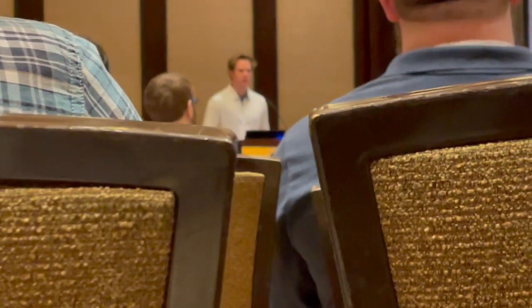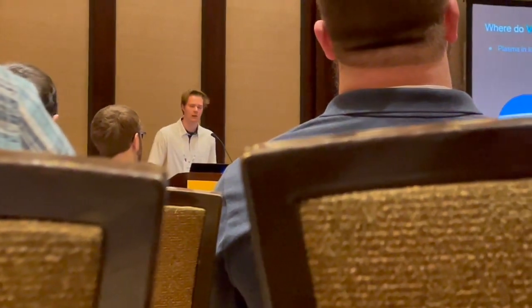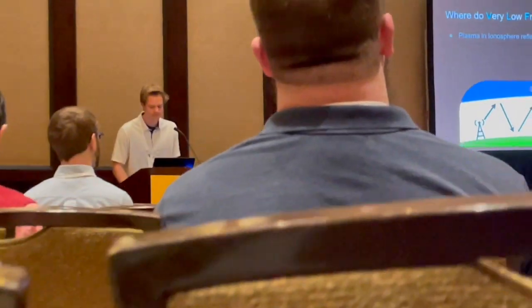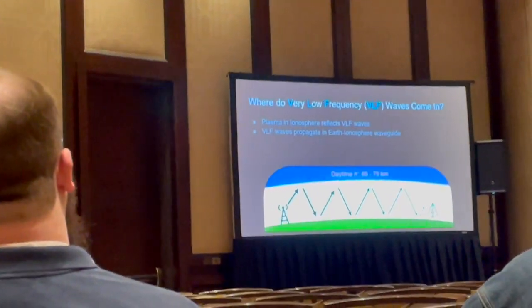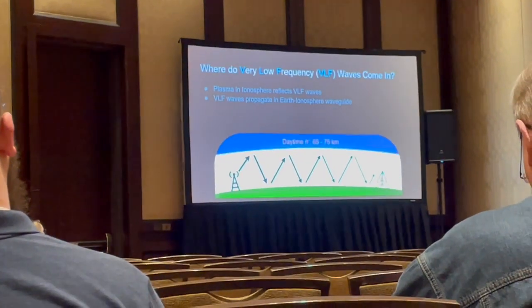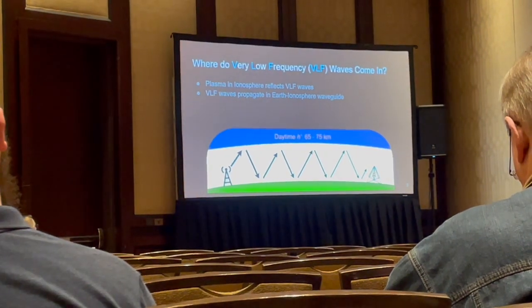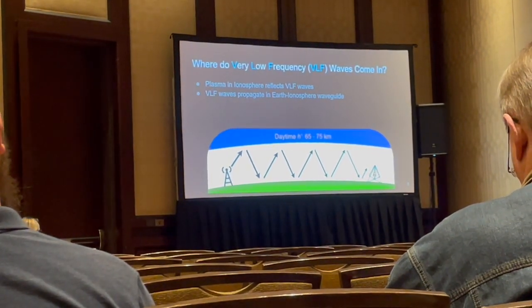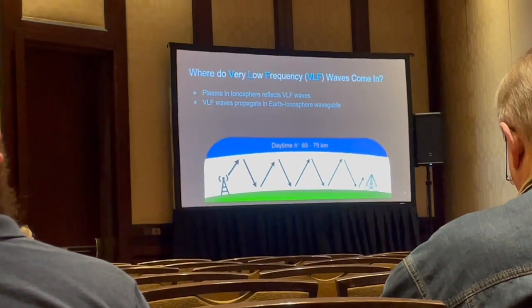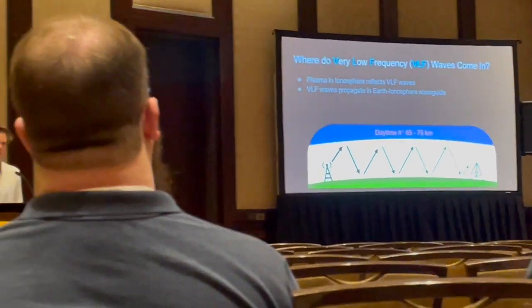And so where do very low frequency waves come in all of this? Well, the plasma density allows the ionosphere to reflect VLF waves, and specifically the D region of the ionosphere, which is the lowest part of it. And since it's able to reflect them, and VLF waves also reflect off of the Earth's surface, they're able to propagate in the Earth-ionosphere waveguide. And this just comes from transmitters.